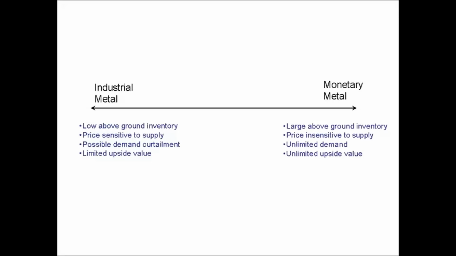Gold has always been money. Silver, at least in recent times, has been more or less schizophrenic, having some qualities of monetary metal and some qualities of industrial metal.